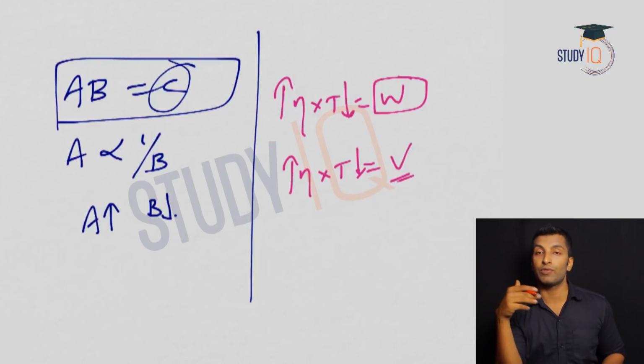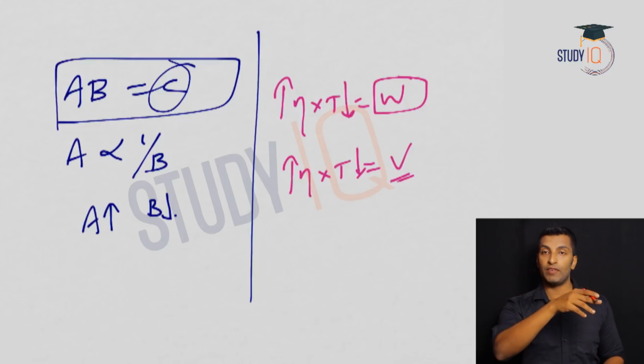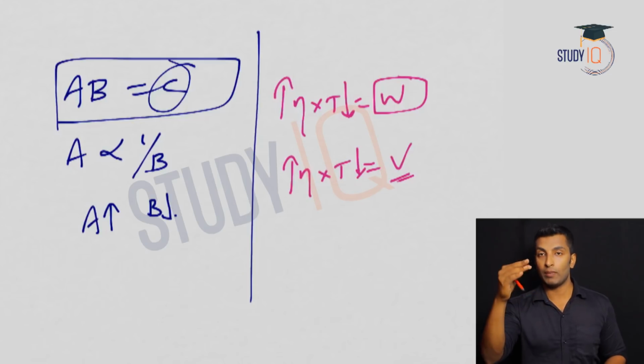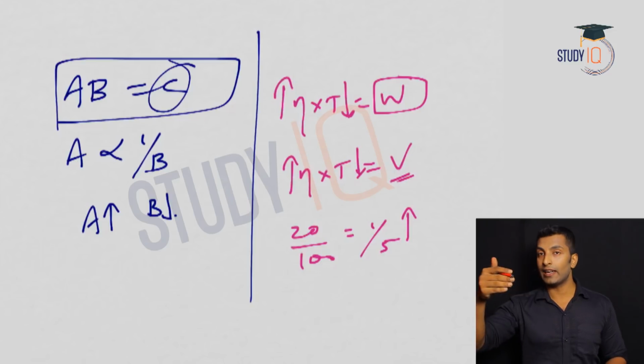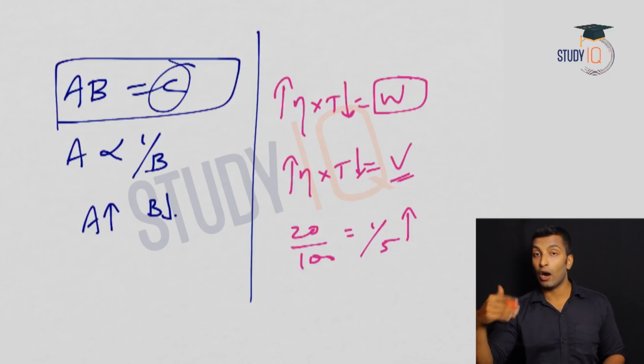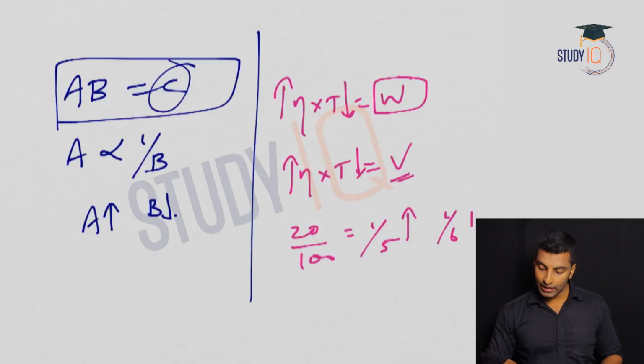So if the new motor is 20% efficient compared to the previous one, what will be the reduction in time taken? 20% more efficient means you will write it as 20 by 100. That's nothing but 1 by 5. So 1 by 5 increase in efficiency will result in some reduction in time taken. How much reduction? 1 by 6 reduction in time taken. What is 1 by 6? That is 16.66% reduction in time taken.